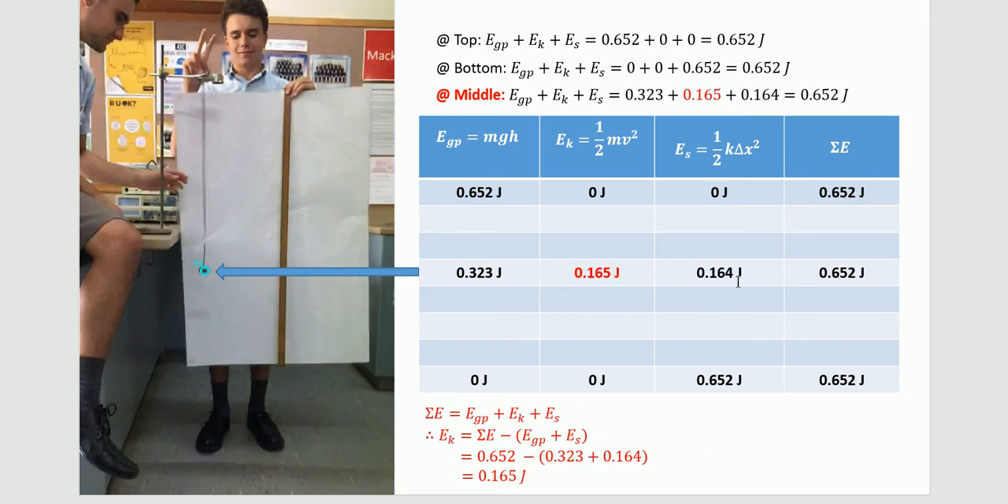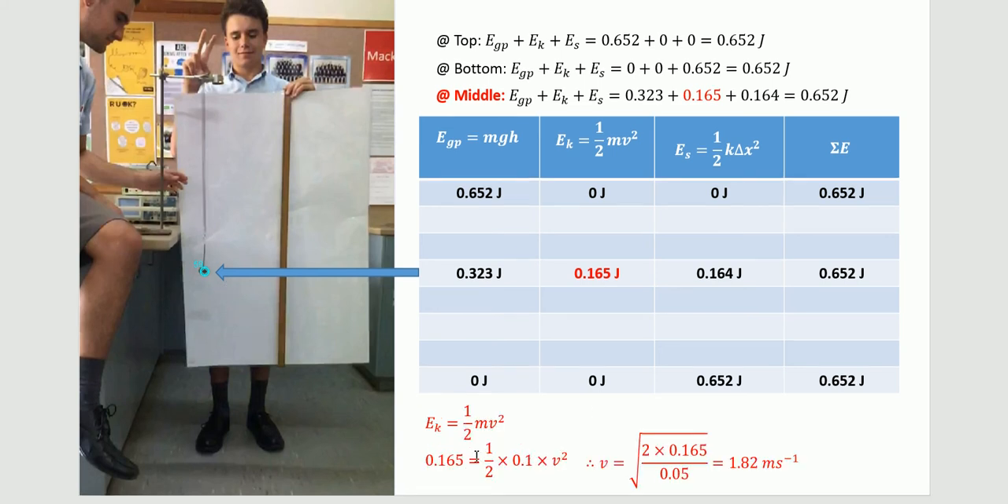Finally, we know these two added together, subtracted from the sum of all the energy, which is always 0.652 in this case, will give us the amount that remains in kinetic to do with the movement. So we can work that out. This total energy was 0.652 in the system, and we take away the sum of the gravitational potential and the strain potential, and it leaves us with 0.165, which must be coming in the form of kinetic energy. Remembering this is where the maximum velocity occurs.